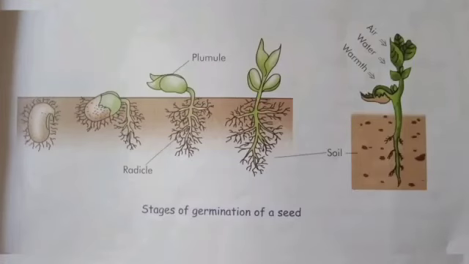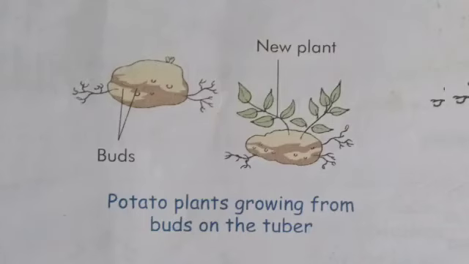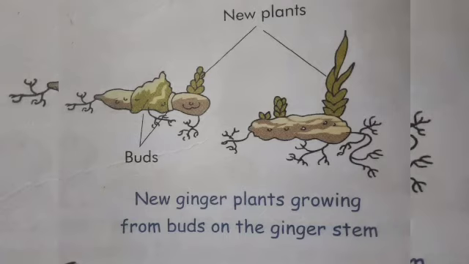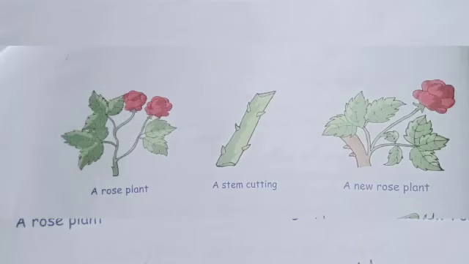Okay. Then plants also reproduce. Plants produce seeds which can germinate and grow into new plants. Some plants also reproduce through parts other than seeds. For example, a part of a potato with a bud grows into a new plant. New ginger plants grow from buds on the ginger stem. Plants also reproduce through stem cuttings, for example, a rose plant.